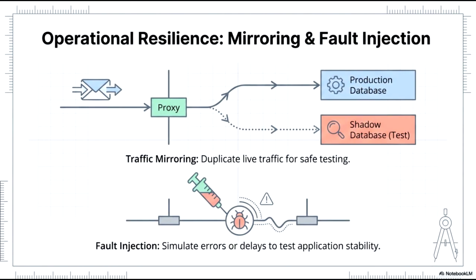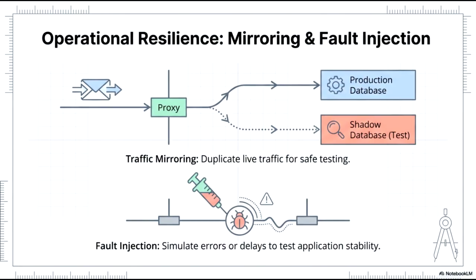Operational resilience is fundamentally about ensuring system stability under pressure. To achieve this, we utilize 2 critical strategies: traffic mirroring and fault injection. Traffic mirroring allows us to duplicate live production traffic and route it to a shadow database for safe testing.